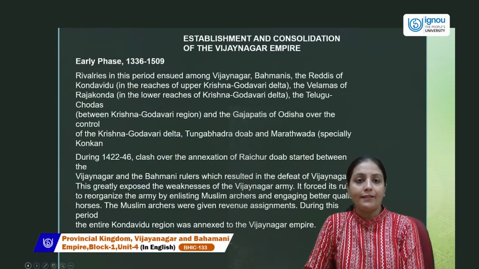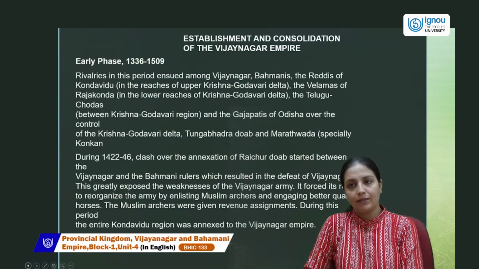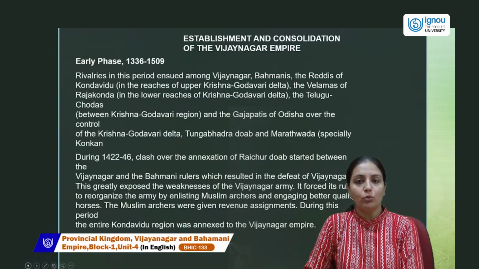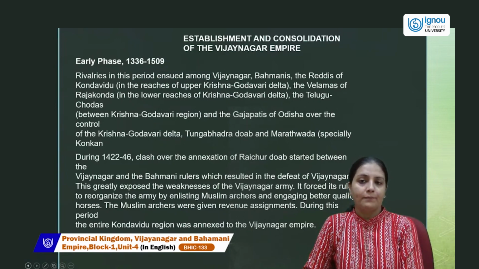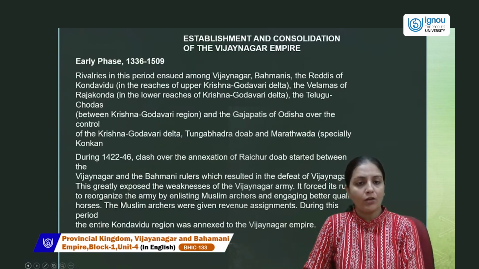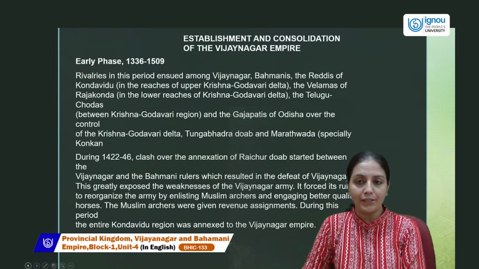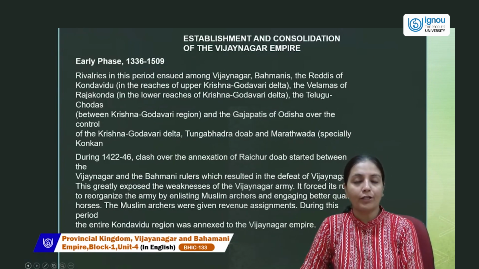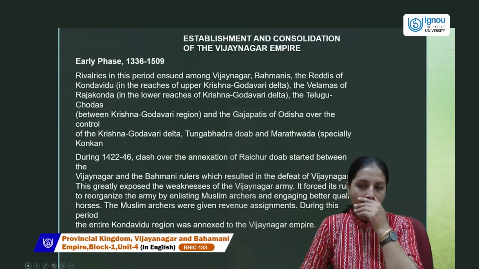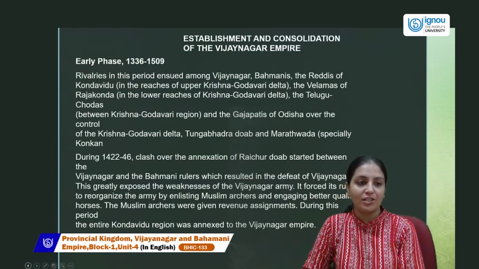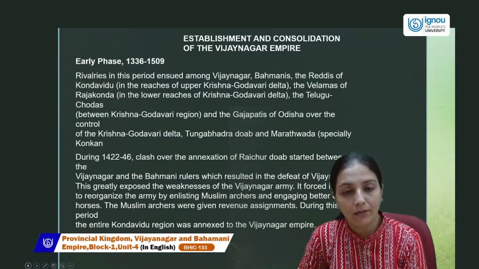Rivalries in this period ensued among Vijayanagar, the Bahmanis, the Reddis of Kondavidu in the reaches of the upper Krishna-Godavari Delta, the Velamas of Rajakonda in the lower reaches of the Krishna-Godavari Delta, the Telugu Chodas between the Krishna-Godavari region, and the Gajapatis of Odisha over the control of the Krishna-Godavari Delta, Tungabhadra Doab, and Marathwada, especially Konkan. You can hear the names in South.